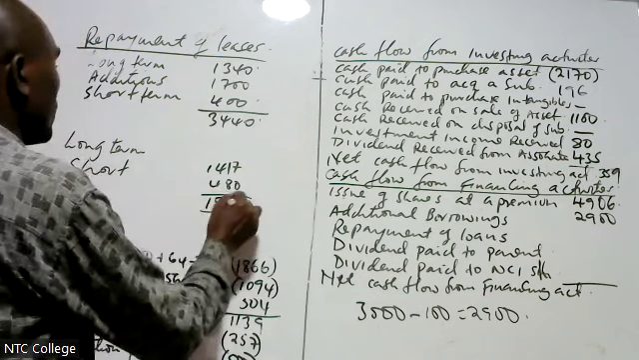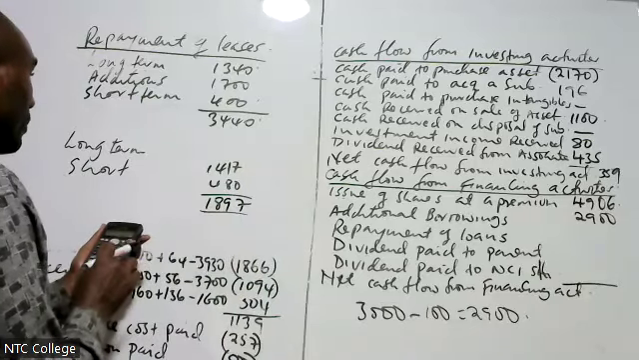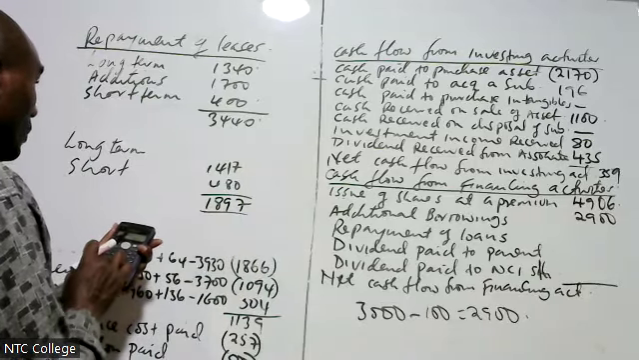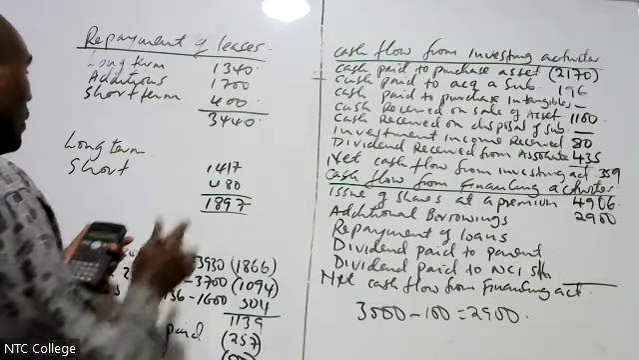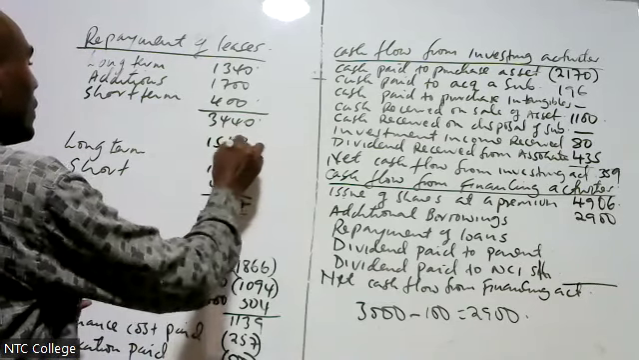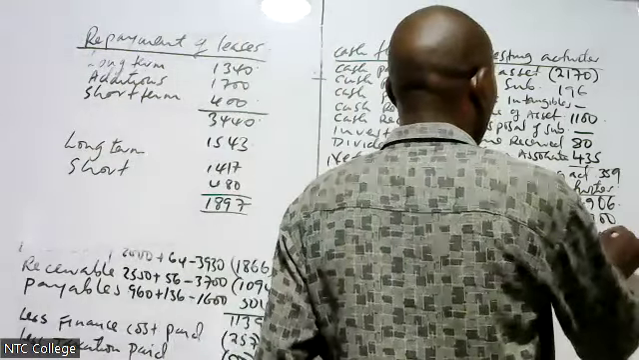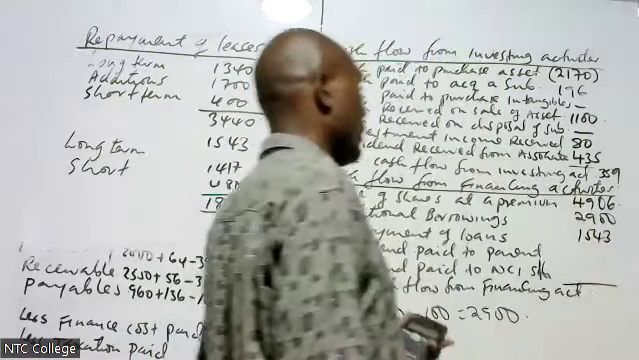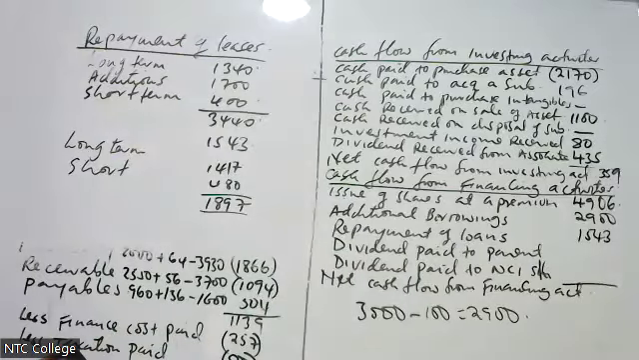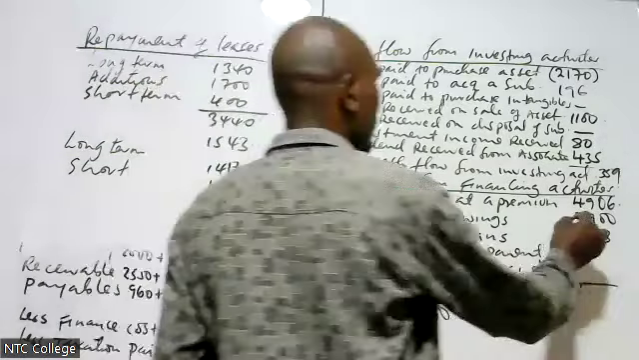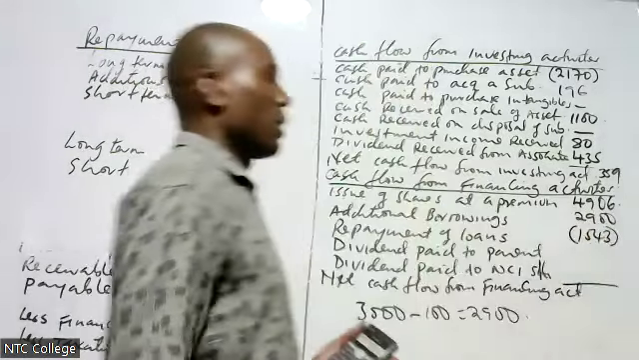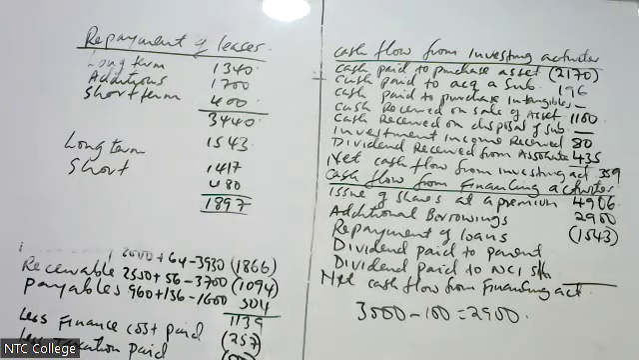$1,897. When we subtract, 1,543. That is what we paid. That one we paid out. Then dividend paid to the parent.